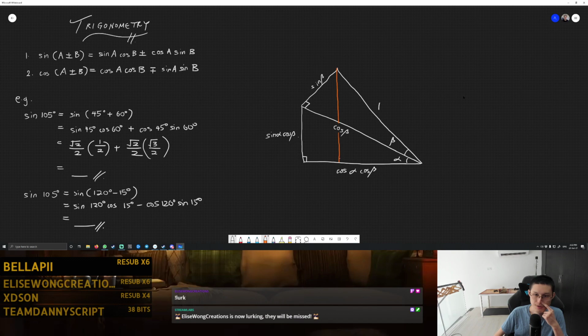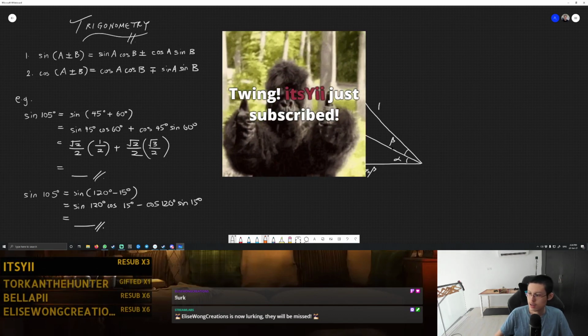This is another right angle triangle. Right, and then you can see this triangle here actually has an angle of alpha plus beta. So let's say, all right.